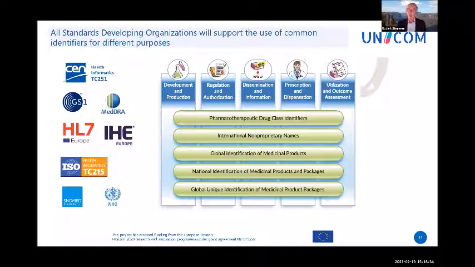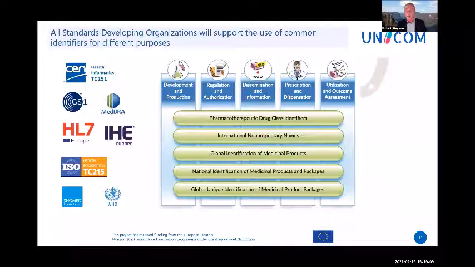And of course, all the standards organizations working together try to support the use of clear identifiers and their supporting data elements in order to make sure that we're all on the same page, that we're talking the same language, that we're actually pointing to the same thing in our universe of discourse. So there will be national identification of medicinal products and packages. That's where the market authorization comes in. That needs to be identified at a national level.